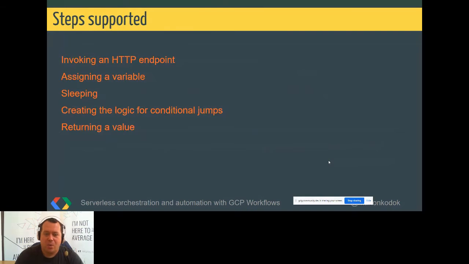So what steps are supported? It's just a quick list. It's not a full list. So there is the basics, invoking an HTTP endpoint. Another step is assigning a variable or building a dictionary. Often you need to come up with a variable. I would name sleeping as well as important because sometimes you want to wait for a step to finish. And creating the logic for conditional jumps and returning a value is, of course, considered a step because a workflow could be as simple as just returning a value.